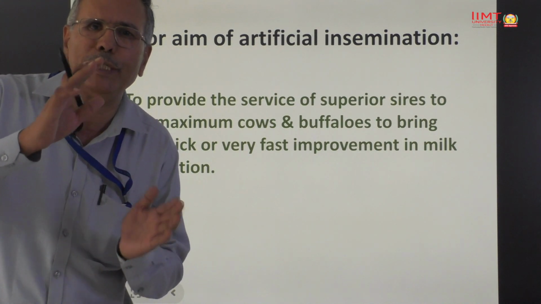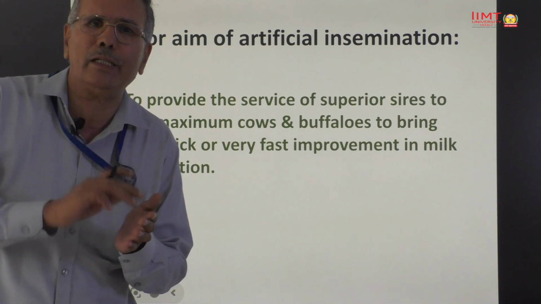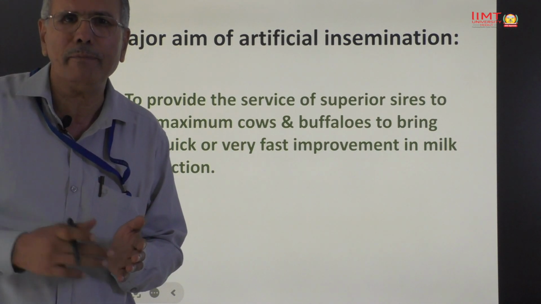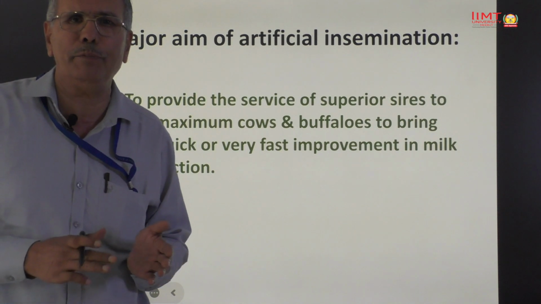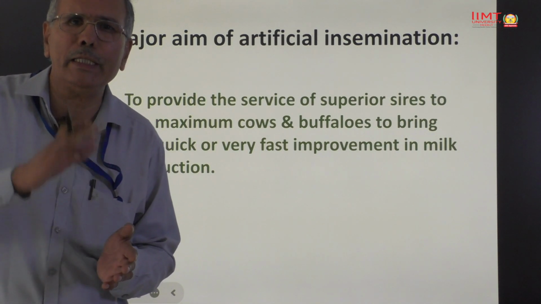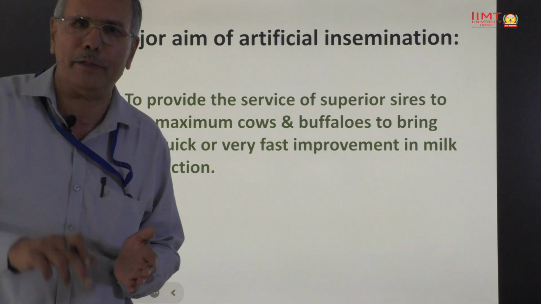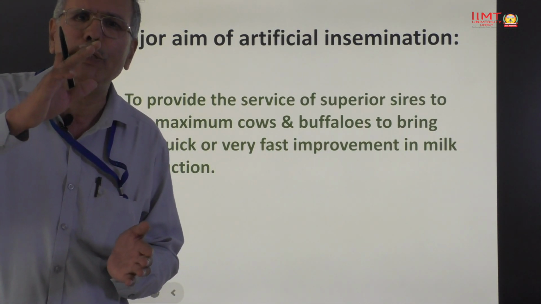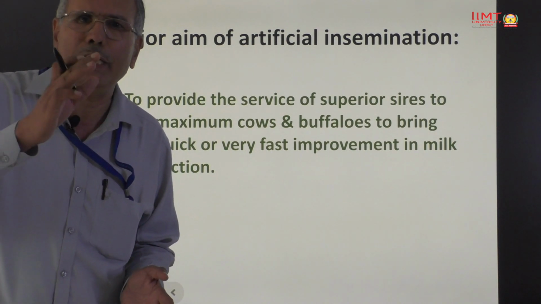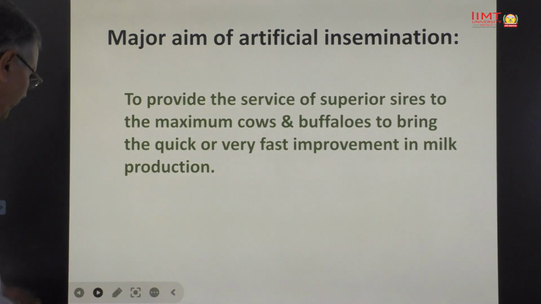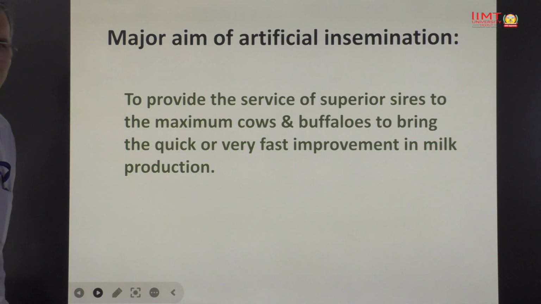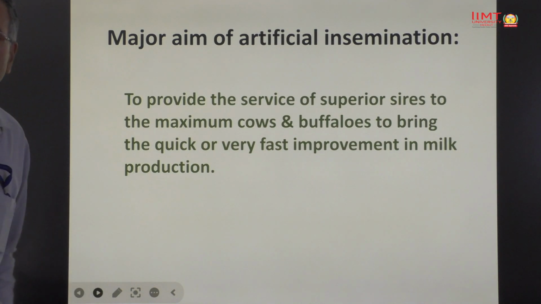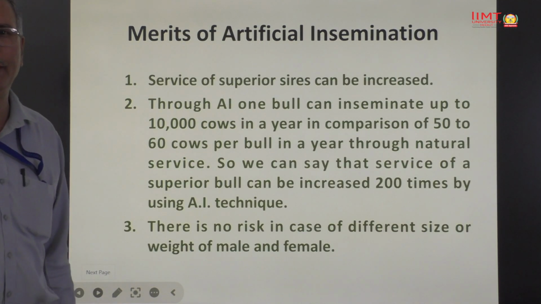Because in case of natural service, one bull can cover 50 to 60 females in a year, whereas through artificial insemination, a bull can cover 10,000 females in a year. It means the service of a bull can increase 200 times by artificial insemination. So, the major aim of artificial insemination is to increase the service of a superior bull. Merits of artificial insemination.